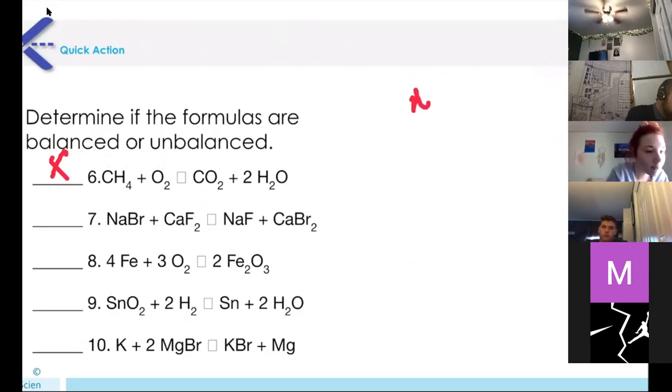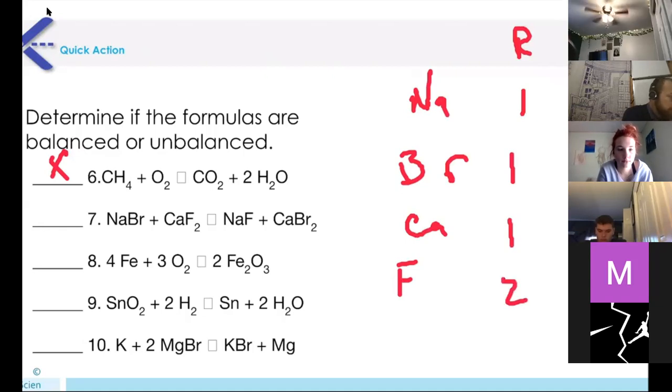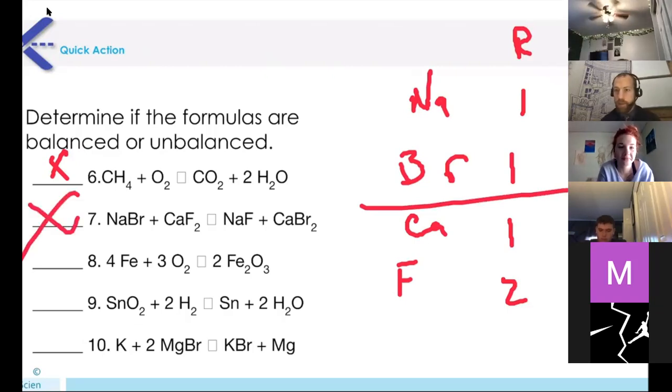The second one, sodium, bromine, calcium, fluorine. Here's my reactant side. Here's my product side. I've got 1. I've got 1. I've got 1. I've got 2. All right. My products, I've got 1. I've got 2. I've got 1. Wait a second, this doesn't match. This is not balanced. So far, so good.